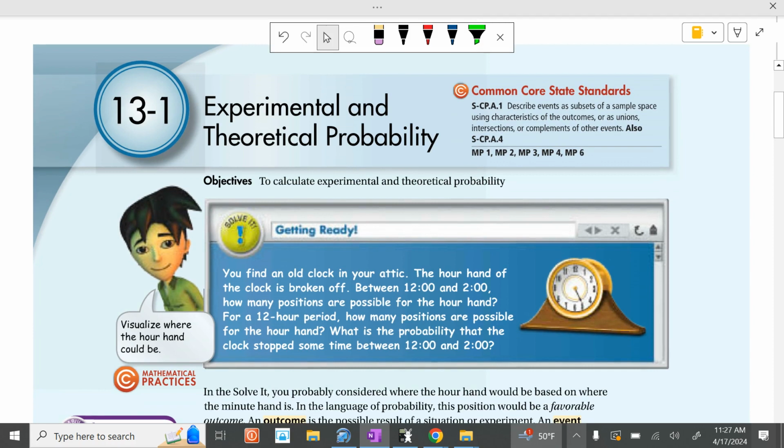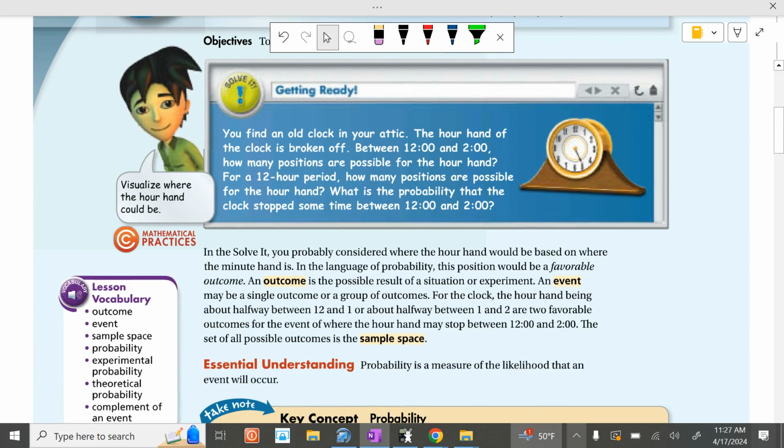So this first section is on experimental and theoretical probability. What are the chances something's going to happen? That's probability. So you find an old clock in your attic. The hour hand is broken off. Between 12 and 2, how many positions are possible for the hour hand? For a 12-hour period, how many positions are possible for the hour hand? What's the probability the clock stops somewhere in between 12 and 2?